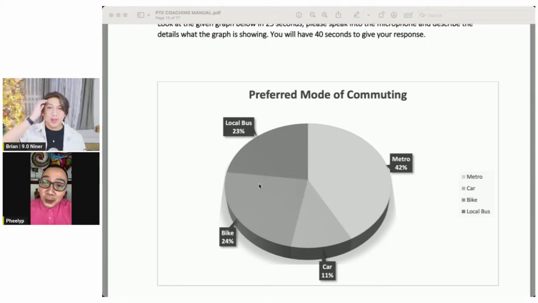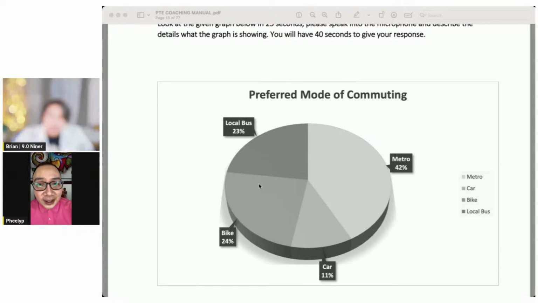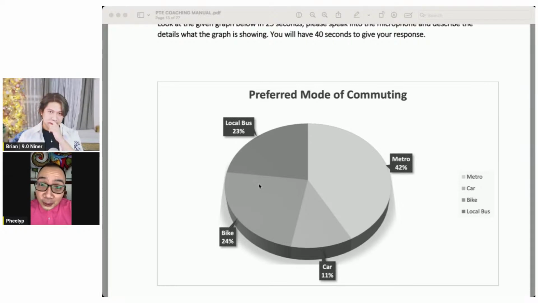The pie chart shows the four kinds of commuting that are preferred by people. There are four: the metro, local bus, bike, as well as car. Immediately, it can be seen that metro is the most popular mode of commuting at 42% of the people wanting to travel this way, followed by bikes at 24%, local bus at 23%, and cars at only 11%. It can be seen that the people who prefer to commute through the metro are 4 times larger compared to the car. Around only 1/10.